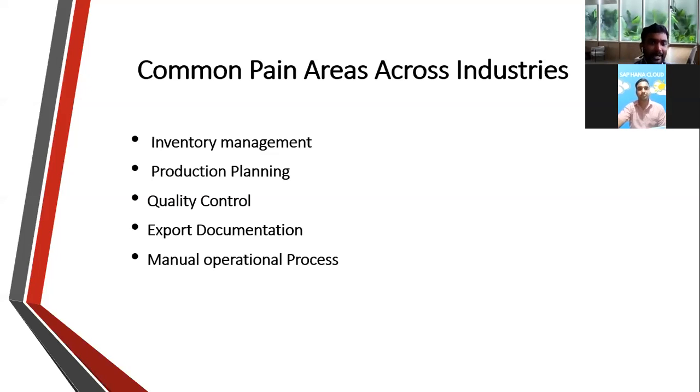So next one is the manual process, operational process. It is a general topic, but by using a smart system, we can reduce that operational process time, and we can increase our efficiency. So further on, we are going to look at these common pain areas in detail.